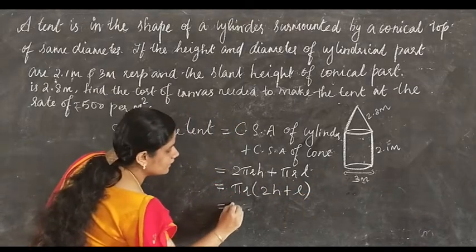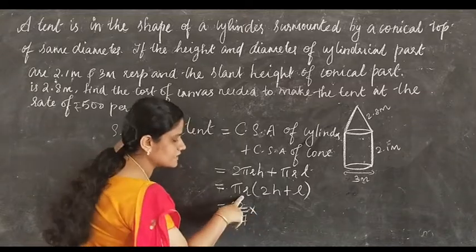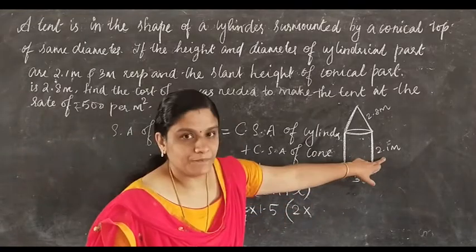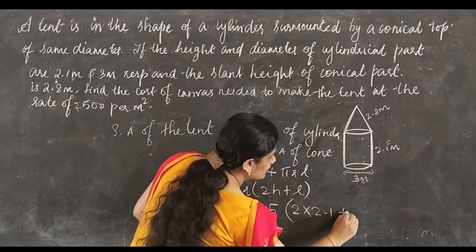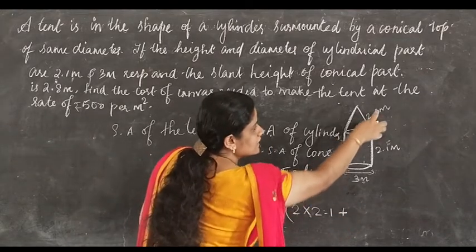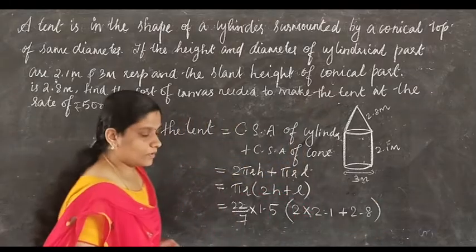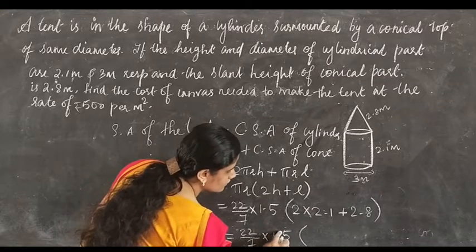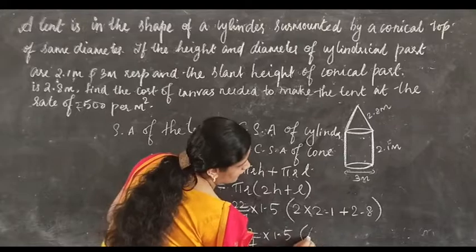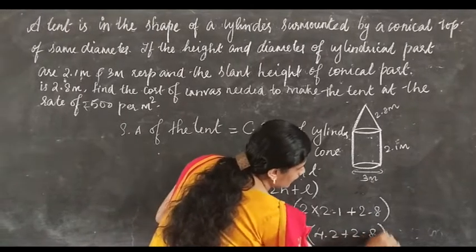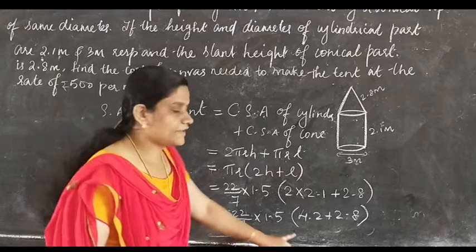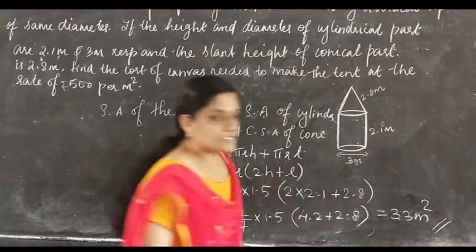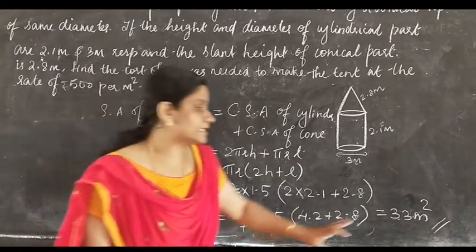Okay. Now, from here, 22 by 7 into what is r? 1.5 into 2 into what is height of the cylinder? Yes, 2.1, plus l. l means slant height, that is 2.8. Okay. Now what you have? 22 by 7 into 1.5 into 2 into 2.1 is 4.2, plus 2.8. Okay. So at last when we calculate, you will get the answer as 33 meters square. So we got the surface area of the tent is equal to 33 meters square.